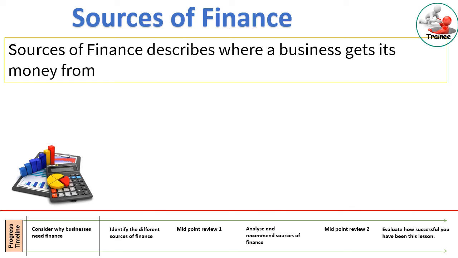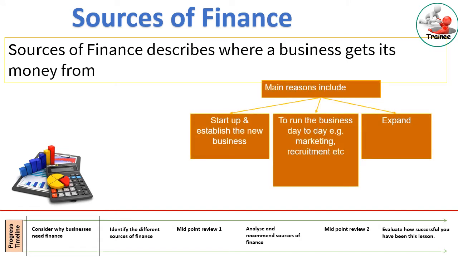Sources of finance describes where a business gets its money from, and this is one of the key questions on paper 2, which is based on a scenario, remember, where you're trying to identify what source of finance businesses could use. Normally there's a question requiring you to compare two sources of finance. So depending on what the business needs the money for will affect the choices of finance that they can have.